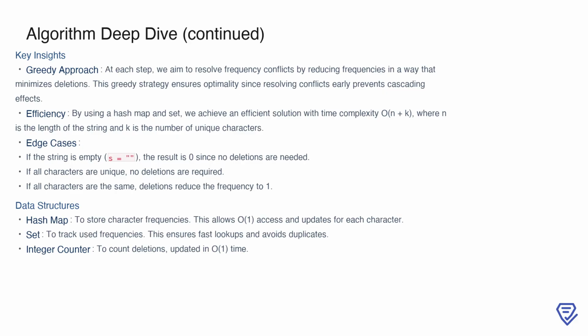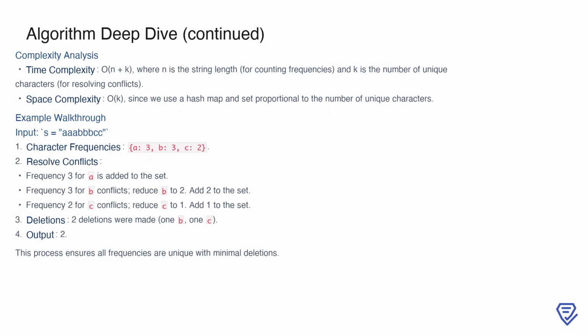The main data structures used include a hash map for frequency counting, a set for tracking used frequencies, and a simple integer counter to track deletions, all of which operate efficiently. To summarize the complexity of this solution, the time complexity is O(n + k). Counting character frequencies takes O(n), where n is the string length, and resolving conflicts involves processing up to k unique characters, making the algorithm highly scalable. The space complexity is O(k), as the hash map and set used are proportional to the number of unique characters. Let's walk through an example to see the algorithm in action.